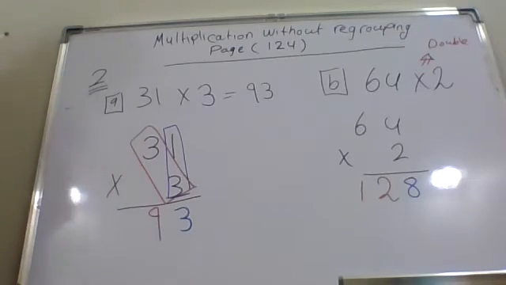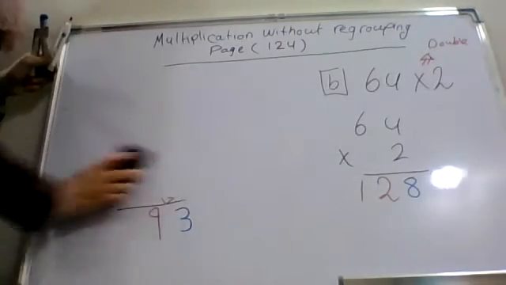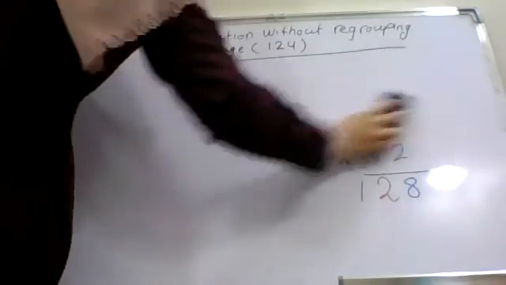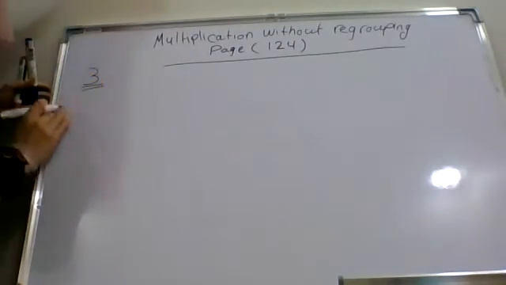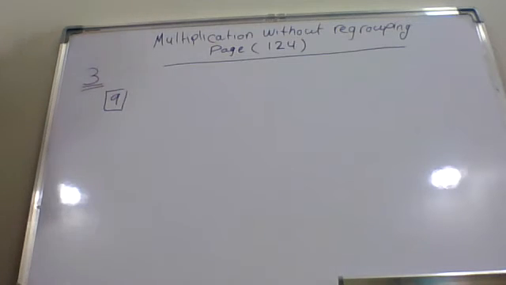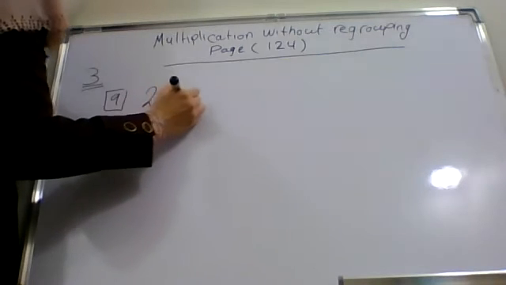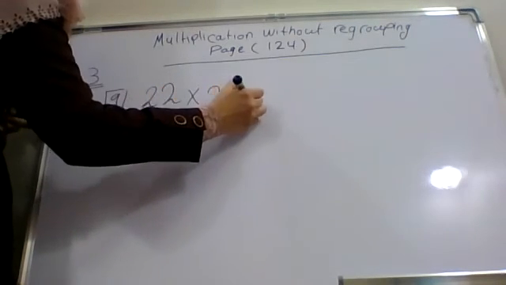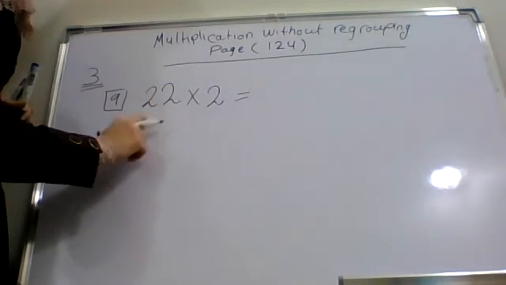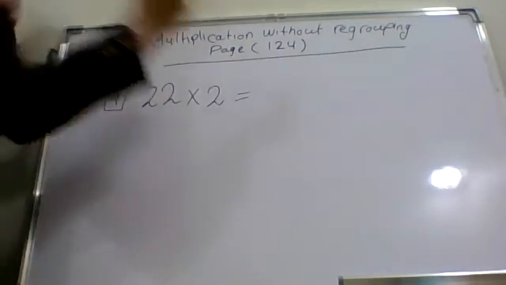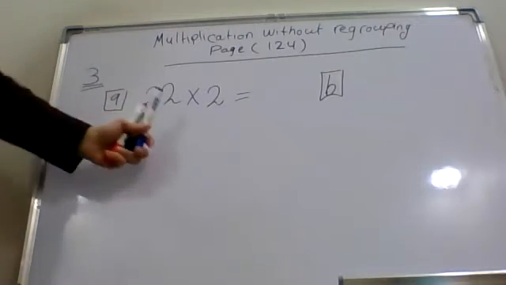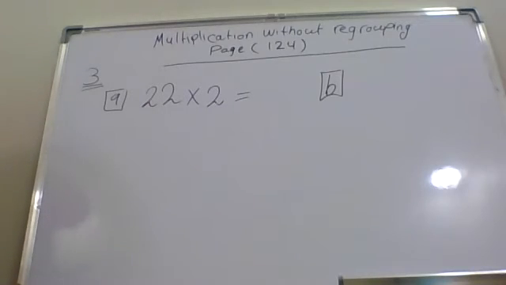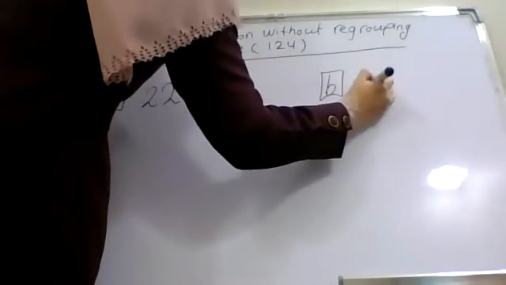Question number 3. I have here the first one, I need to know what is 22 times 2. I know that you can do it directly. This is the double of 22. Can you guess it? I can't hear you. What is the double of 22? Just double the ones and double the tens and just put them together, okay?